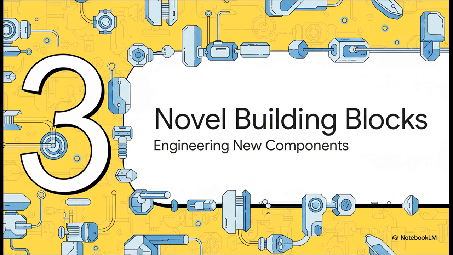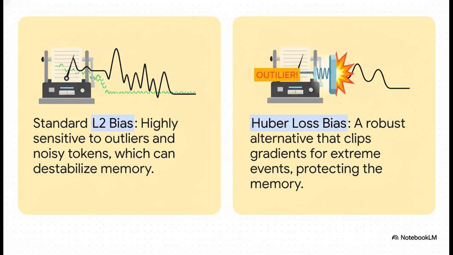Now that we have these levers, let's see what cool new components we can actually build with them. So let's pull that attentional bias lever. You know how standard L2 loss can totally freak out over a single outlier? One weird token comes in and throws your whole memory out of whack. Well, what if we just swapped it out? Put in a Huber loss instead.